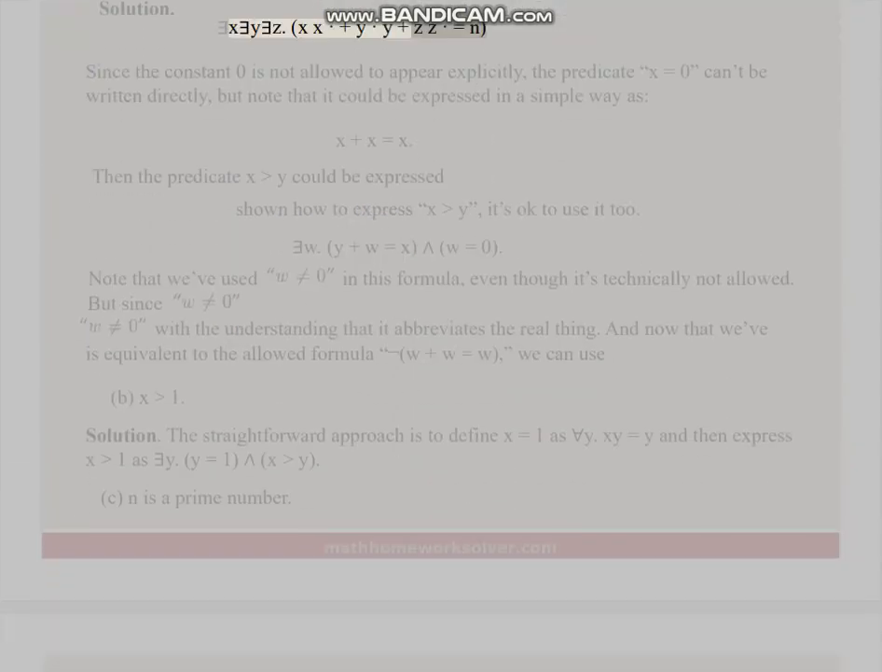Solution. There exist x, y, z such that x times x plus y times y plus z times z equals n. Since the constant 0 is not allowed to appear explicitly, the predicate x equals 0 can't be written directly, but note that it could be expressed in a simple way as x plus x equals x. Then the predicate x greater than y could be expressed as there exists w such that y plus w equals x and w is not equal to 0.